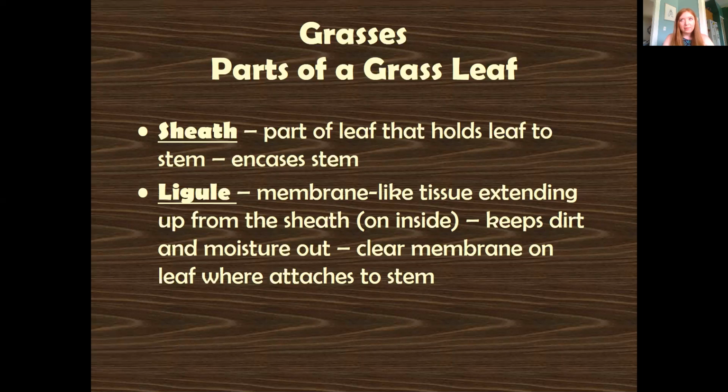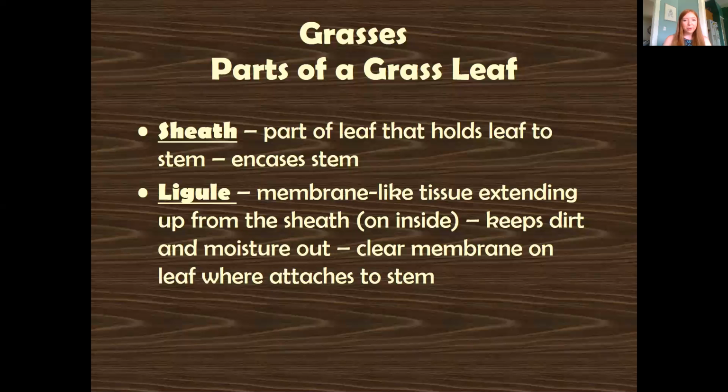So parts of a grass leaf, you'll have the sheath. That's the part of the leaf that holds the leaf to the stem. So if you've ever peeled back blades of grass, you'll notice that the blade kind of pulls off the stem. So the part that wraps around the stem is the sheath.